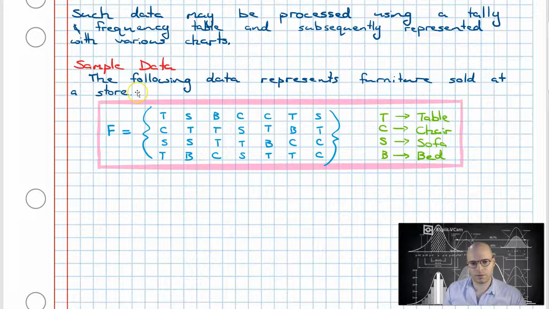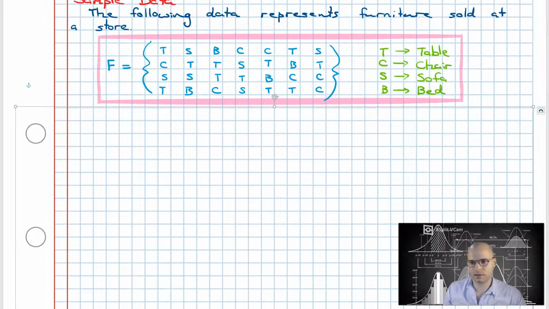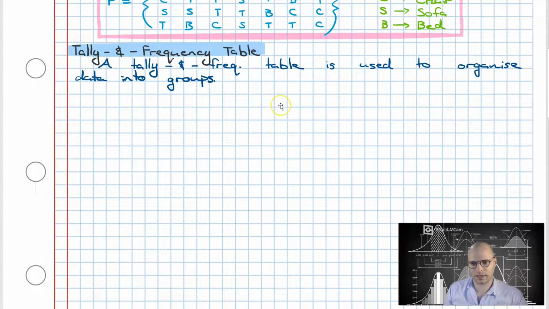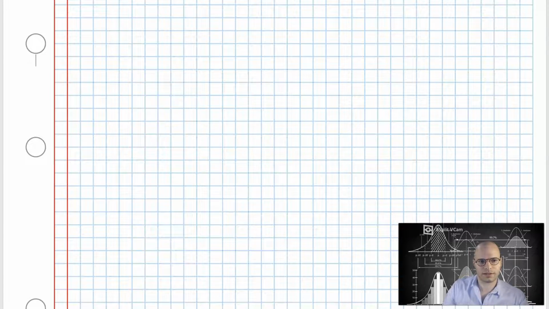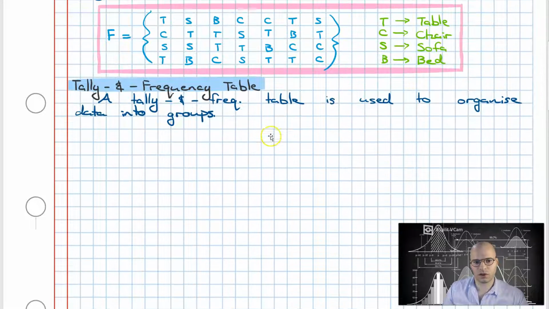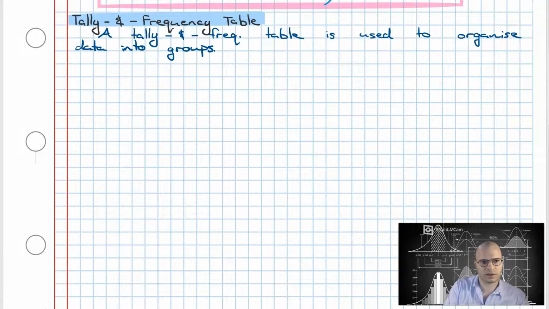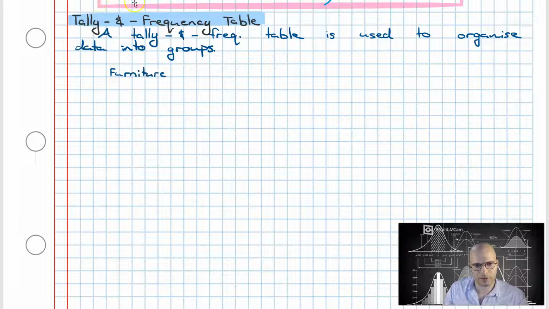Now what we're going to do with this data is firstly process it using a tally and frequency table. A tally and frequency table is simply a way of sensibly organizing categorical data. The way in which we start drawing this is, we first look at the data that we're trying to represent. In our case we're dealing with furniture. So I'm going to start off in the space shown over here. I'm going to write furniture, and this will be my first column.